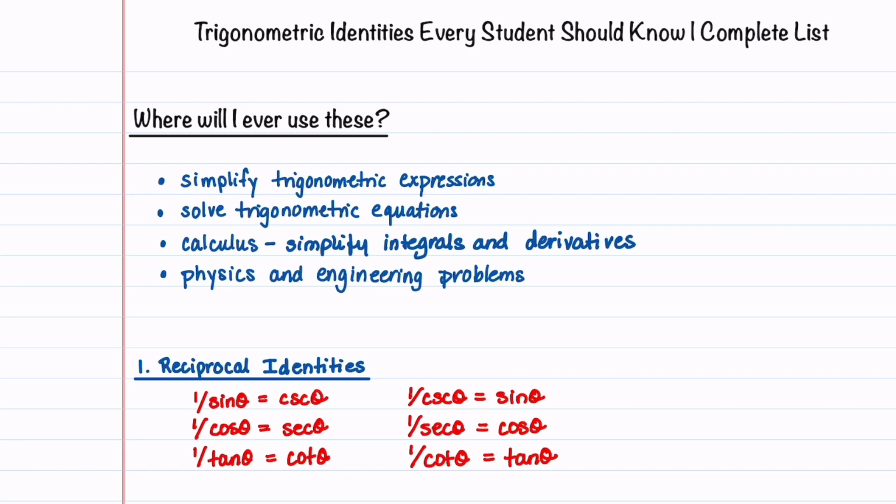Let's start by answering the question that every student asks. Where will I ever use these? Believe it or not, there's a lot of places where you'll use trigonometric identities. They're used to simplify trigonometric expressions, solve trigonometric equations. They're used extensively in calculus, especially when you simplify integrals and derivatives, and they're used a lot in physics and engineering problems.